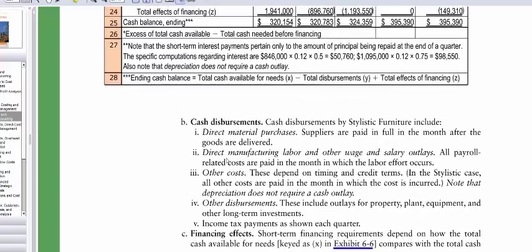Okay, here in the 15th edition text on page 226, it talks to us about how we go about paying our bills. So, cash disbursements. Our direct material purchases, we pay those suppliers and vendors. They are paid in full in the month after the goods are delivered.